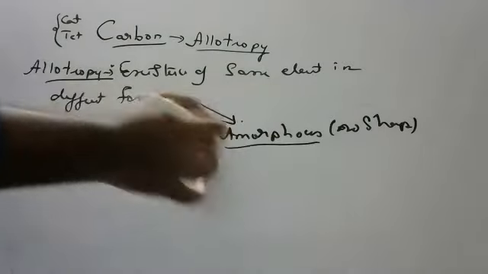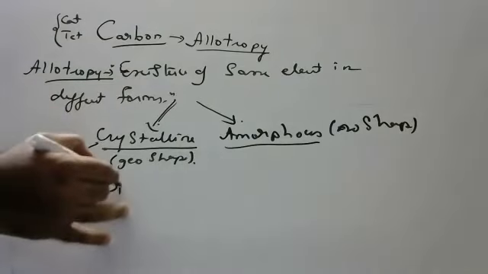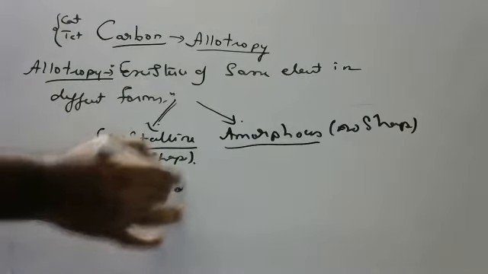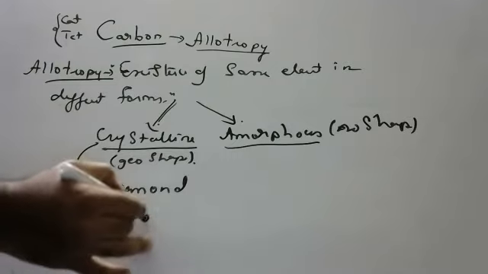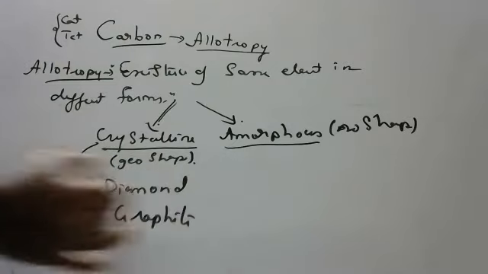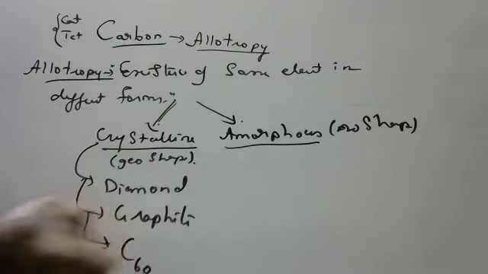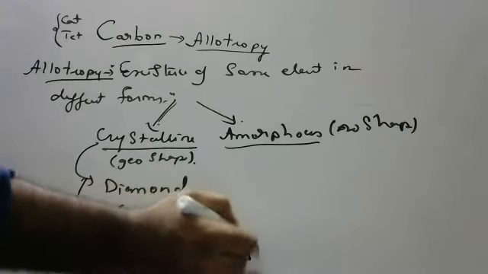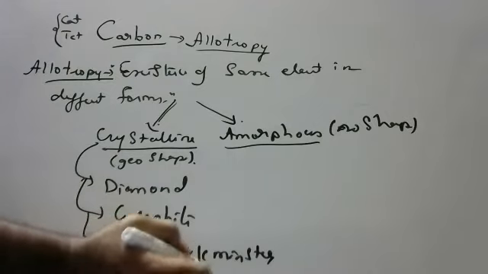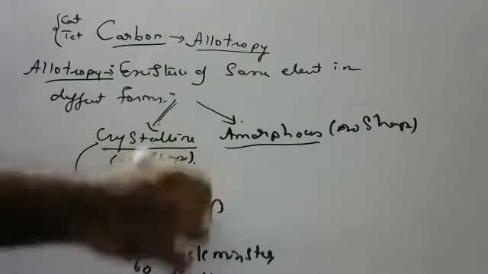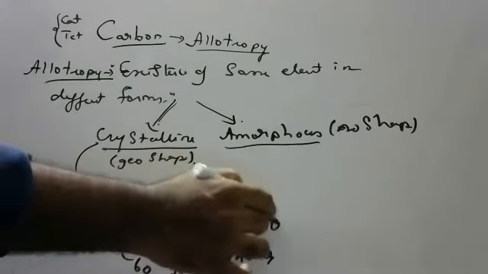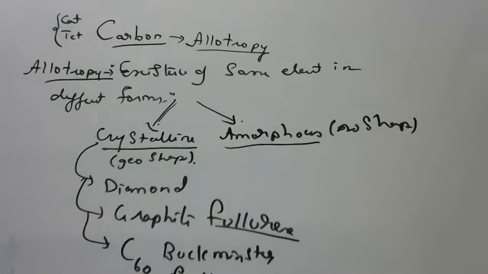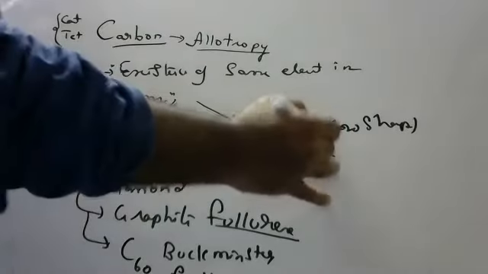Now under crystalline we'll see diamond is there, graphite is there, C60 is there. C60 is Buckminsterfullerene. Buckminster is the name of the scientist who discovered that. Fullerene is the C60 formula.